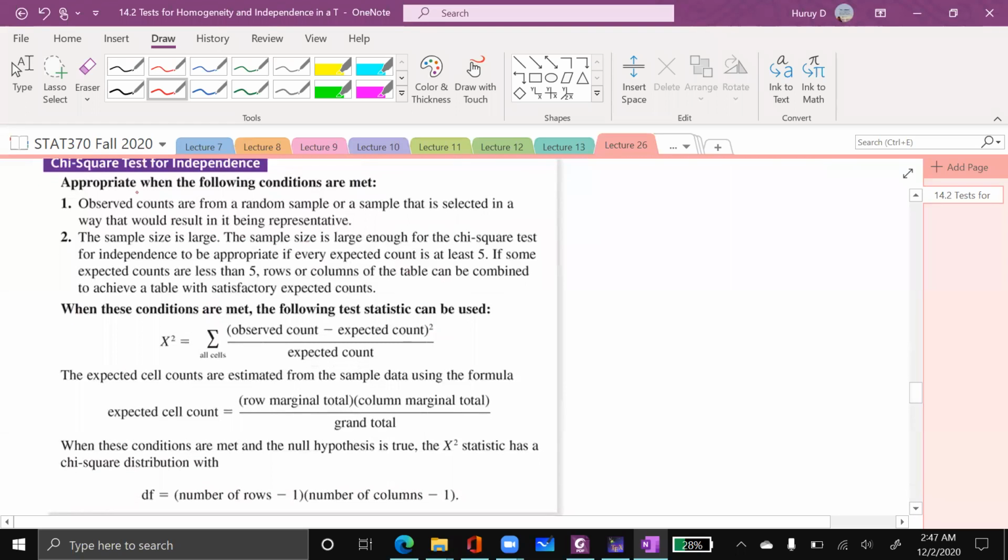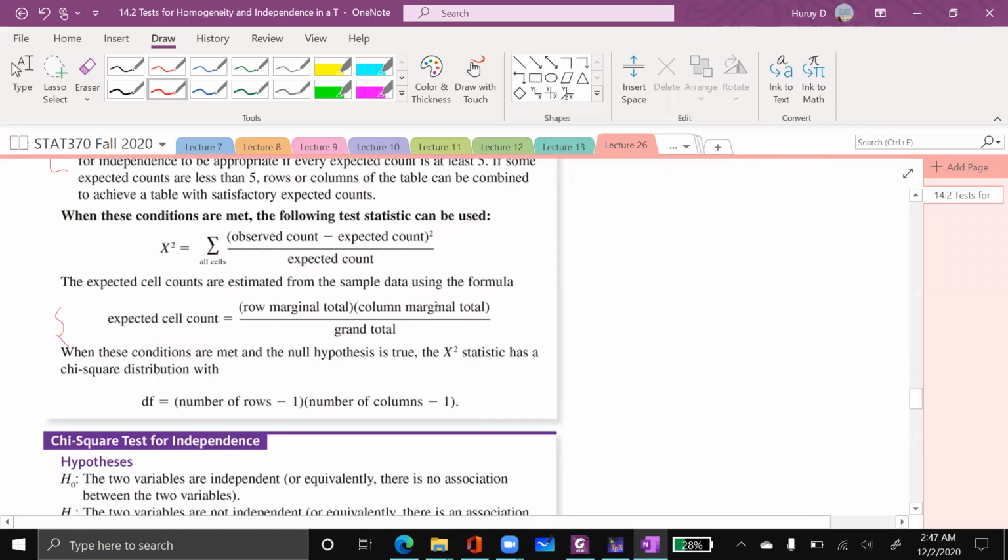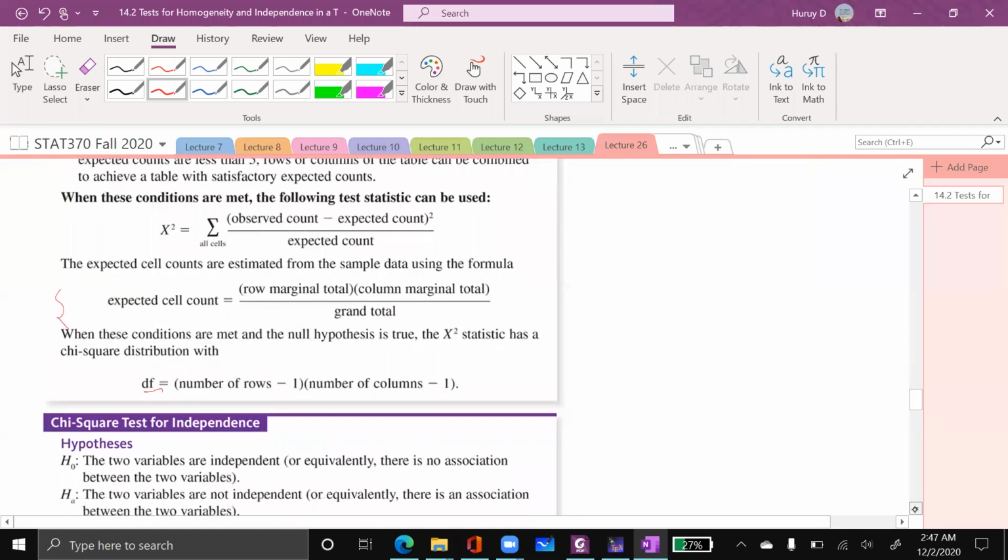And the assumptions or the conditions are all the same, and the formula is the same. How we calculate the expected value is again the same: row marginal total times column marginal total. Degrees of freedom again the same. There is no difference. All are the same.